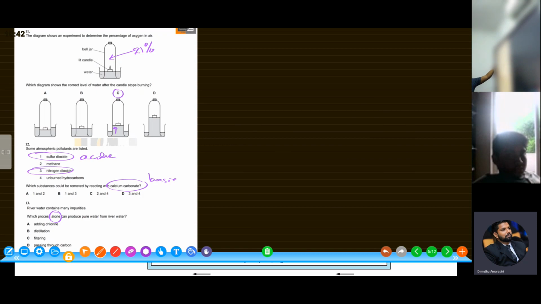Now, adding chlorine, you can't make pure water. You can get rid of microbes, but not the others. Filtration, you can't get rid of microbes. Passing through carbon, you can't get rid of dissolved substances and microbes. Therefore, distillation, you can have everything happening, right? So then you may be wondering why people don't distill water and send it to household usage.